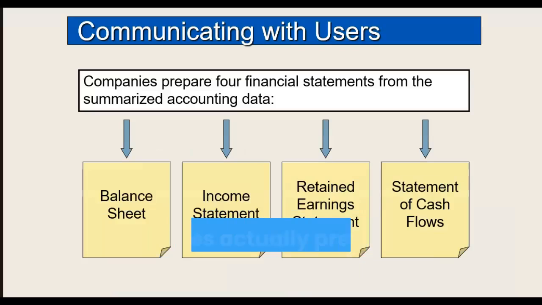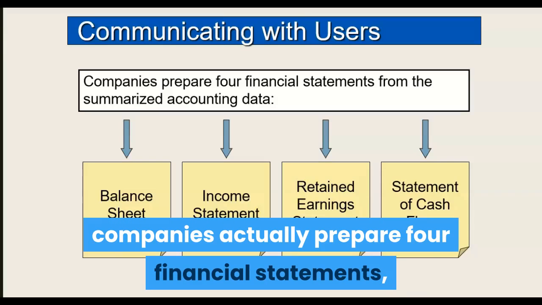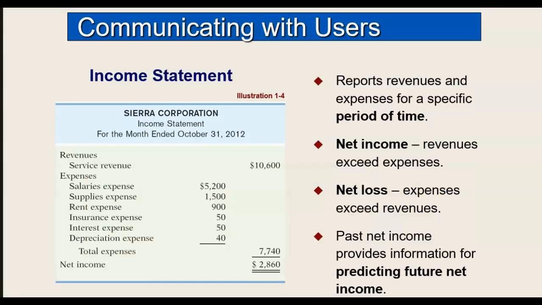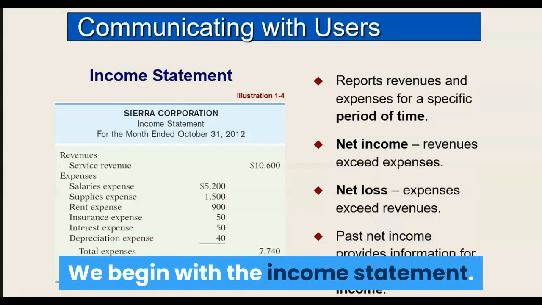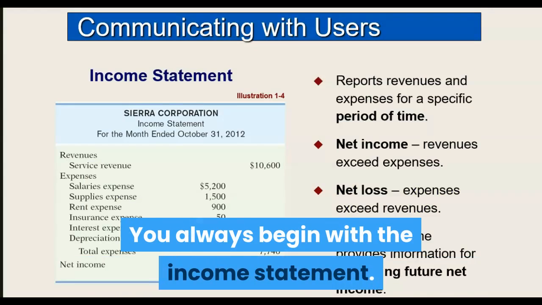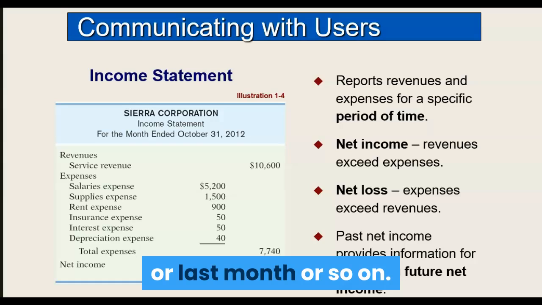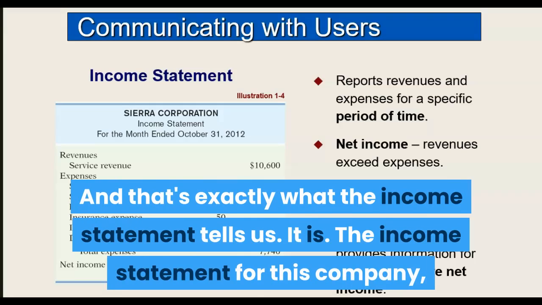Communicating with users. Companies actually prepare 4 financial statements: a balance sheet, an income statement, a retained earnings statement, and a statement of cash flows. We begin with the income statement. You always begin with the income statement. We want to know how well this business has done over the last, say, year or last month or so on. And that's exactly what the income statement tells us.